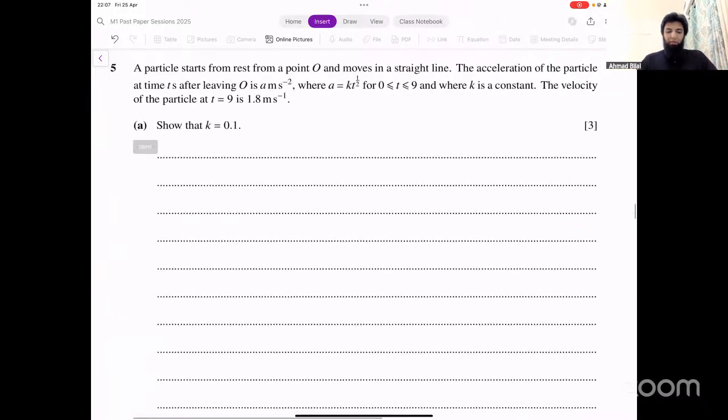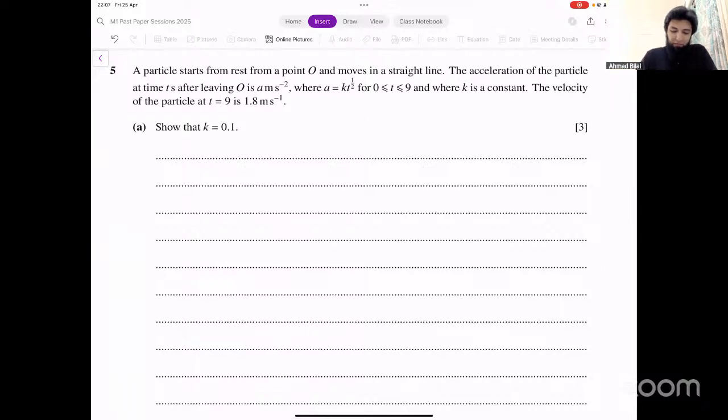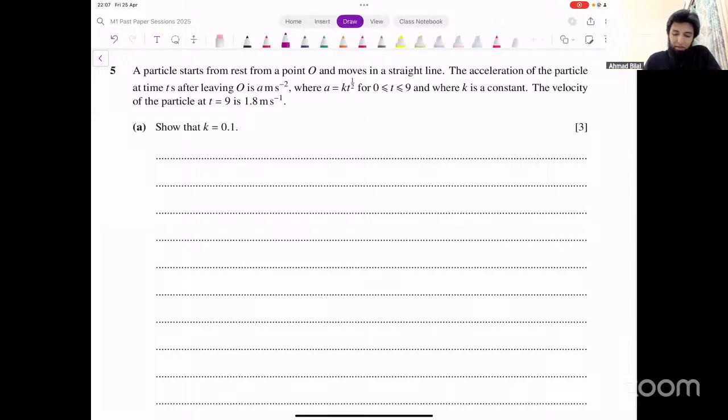Okay. A particle starts from rest from a point O and moves in a straight line. The acceleration of the particle at time t seconds after leaving O is a meters per second square, where a is equal to this, for time between 0 and 9, where k is a constant. The velocity of the particle at time t equals 9 is 1.8 meters per second. Show that k is equal to 0.1.